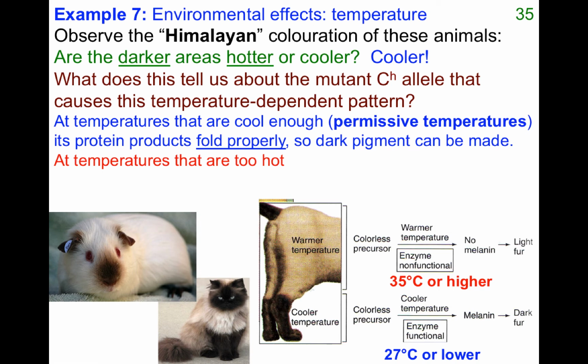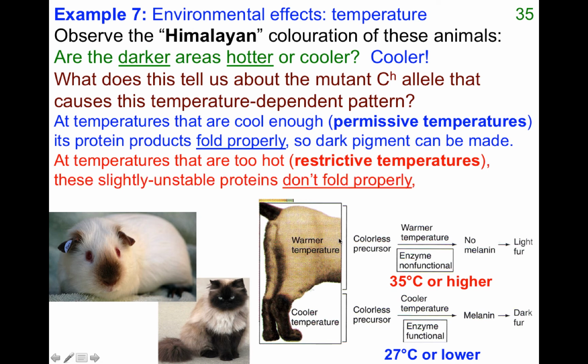But at higher temperatures that are too hot for this mutant protein, what we call restrictive temperatures, these mutated proteins are slightly unstable and temperature sensitive. They don't fold properly, they can't do the job of making pigment, and therefore you see less or no pigment being made. So basically this mutation damaged the allele in such a way that the protein it makes is not temperature stable. When it gets too warm, it doesn't work. When it's cool enough, it does work. So that shows you the mechanism behind how the environment affects the phenotype.